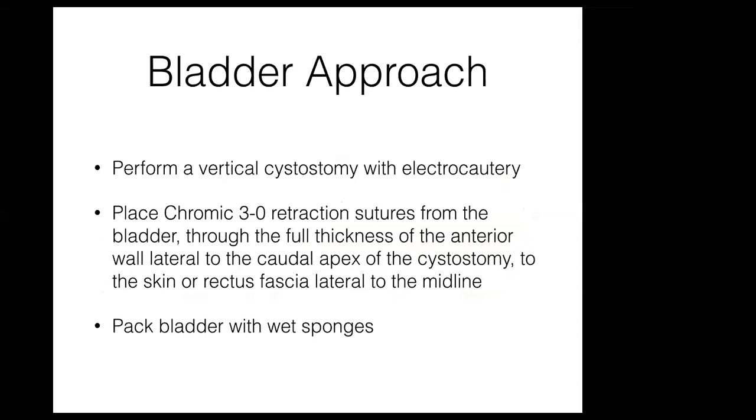Once at the bladder, you perform a vertical cystostomy with electrocautery. You place chromic retraction sutures from the bladder through the full thickness of the anterior wall lateral to the caudal apex of the cystostomy to the skin or rectus fascia lateral to the midline. Subsequently, you then pack the bladder with wet sponges.